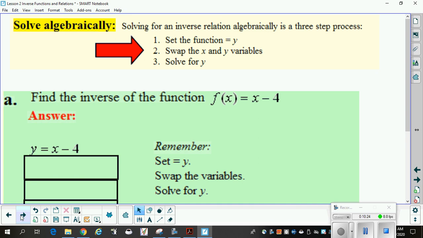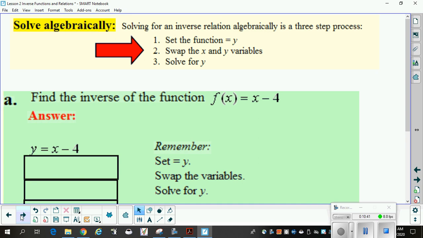Easy peasy. Now, to solve algebraically. Solving for the inverse relation algebraically is a three-step process. Set the function equal to y. You could leave it as f of x, but that gets very confusing. Swap the x and the y variables and solve for y.